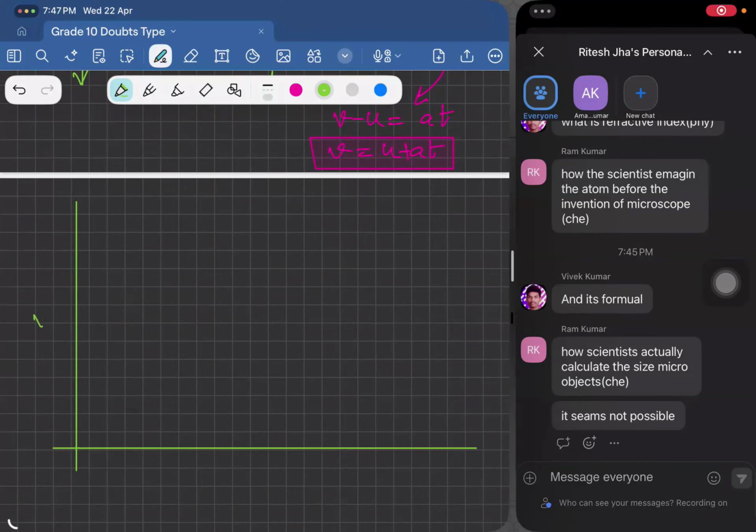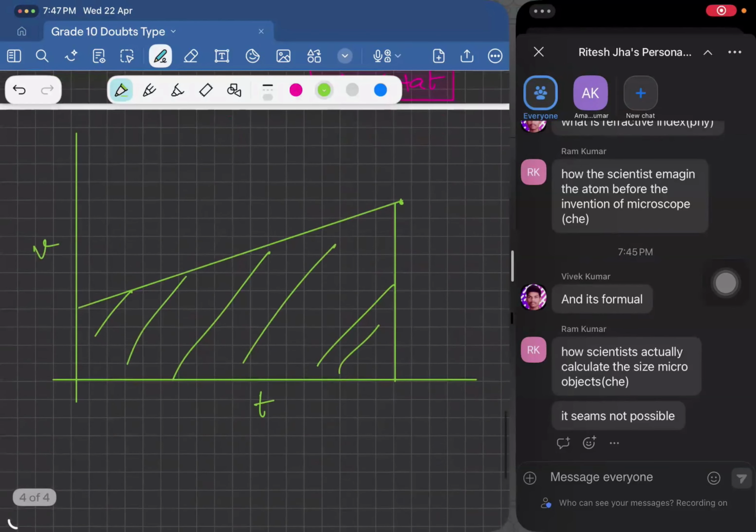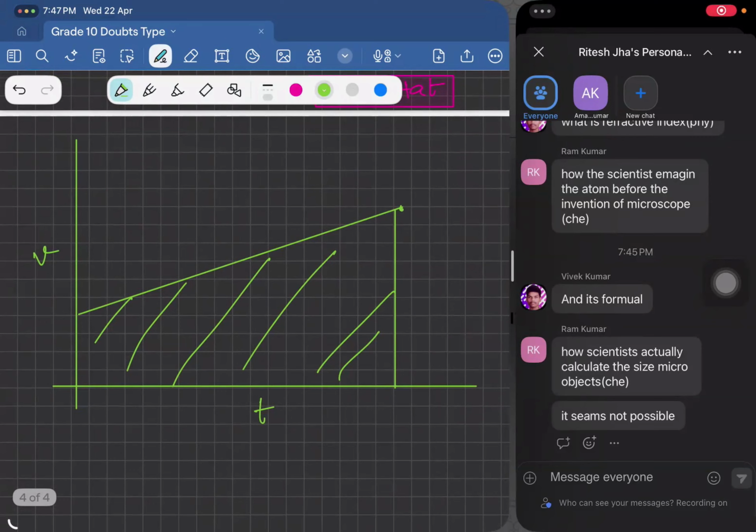Now, again, in the same graph, if I want to determine the displacement, what is the displacement? Displacement is basically the area under the graph. Can you hear me, guys? So what is the displacement when you have a velocity versus time graph? The displacement is nothing but the area under the graph.